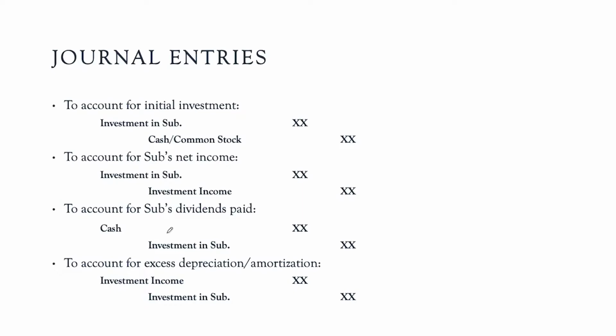Next, to account for excess depreciation or amortization, which is basically when the fair value of the net assets of a subsidiary is in excess of their book value net assets, you want the parent company to account for their portion of that excess depreciation or amortization. This ultimately lowers your investment account as well as your income account. So you're going to debit your investment income account, lowering that, and you're going to credit your investment in sub account, lowering that as well. As long as you remember these journal entries, you should be good to answer the majority of questions involving the equity method.